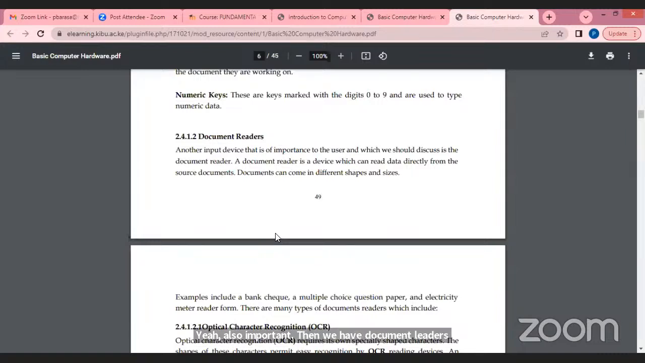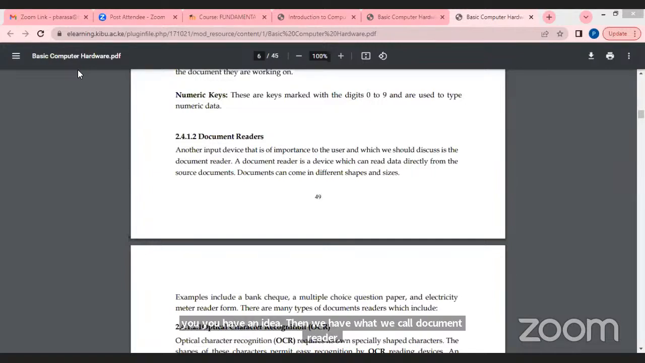Document readers are another input device that is of importance to the user, and which we will discuss in the document. So another important device that we shall discuss is the document readers.